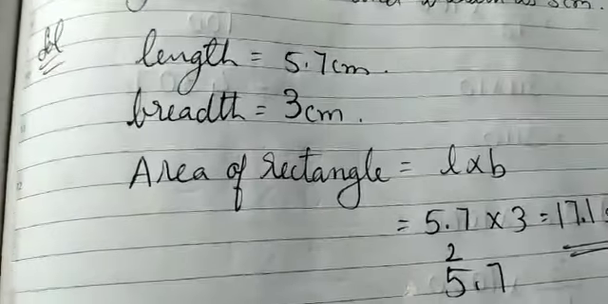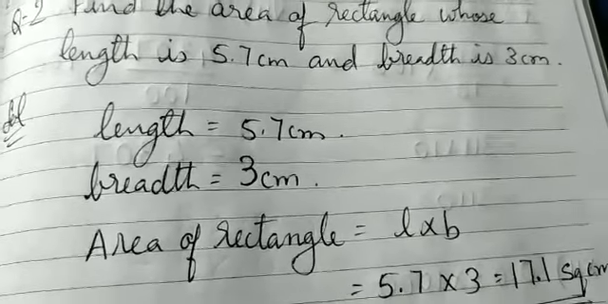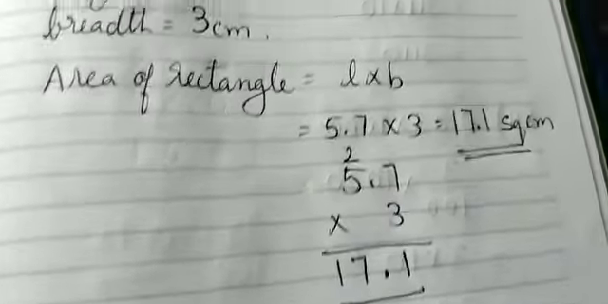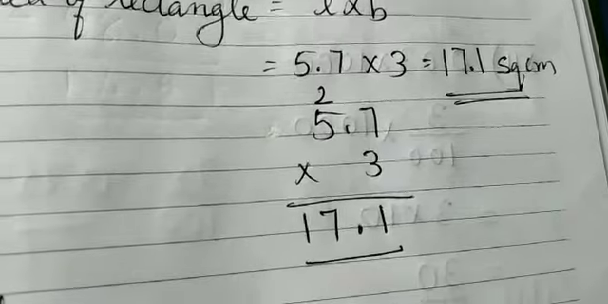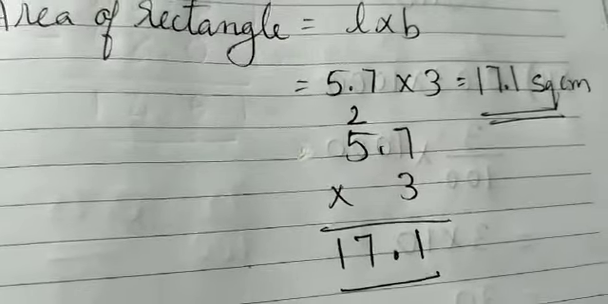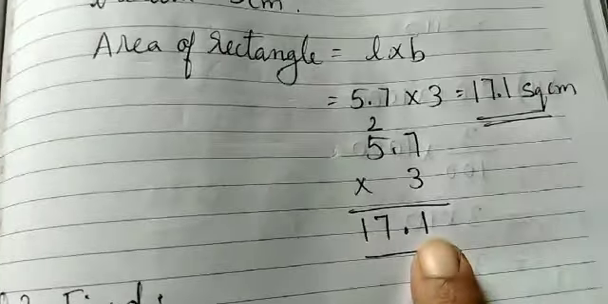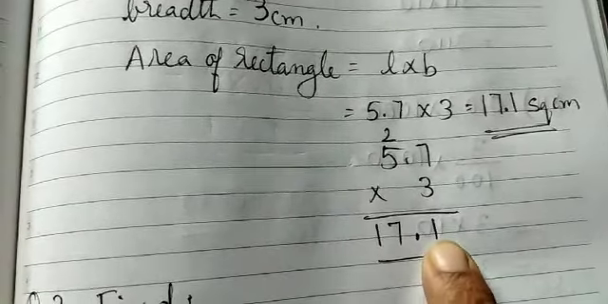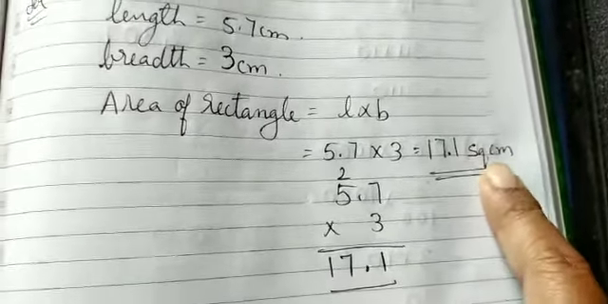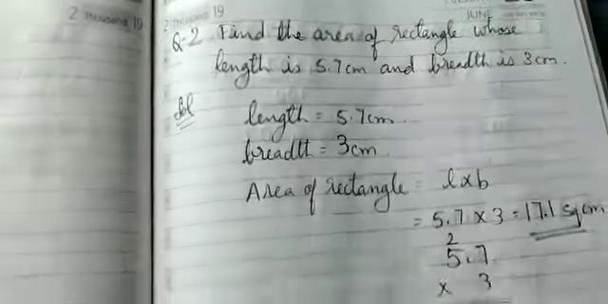Area, you know, the formula of area of a rectangle is length into breadth, so you have to multiply 5.7, which is the length, with the breadth 3 centimeter. Multiplication, as I explained, you can multiply simply and put the decimal point. Here you have only one decimal place, so count the number of decimal places and put the decimal point from the right hand side of the number. So I have counted 1 from the right hand side and then put the decimal point. 17.1 square centimeter is the area of the given rectangle.